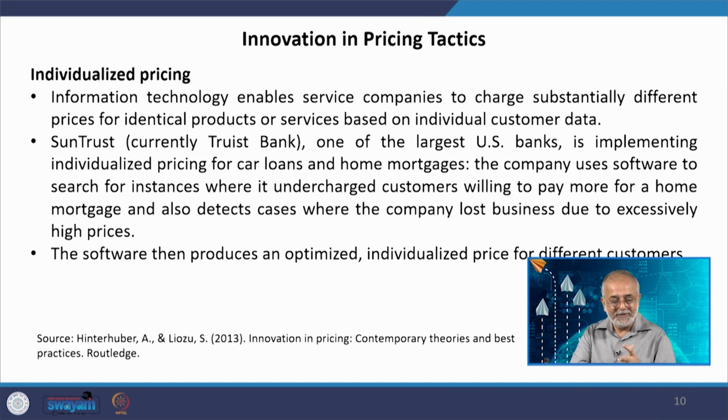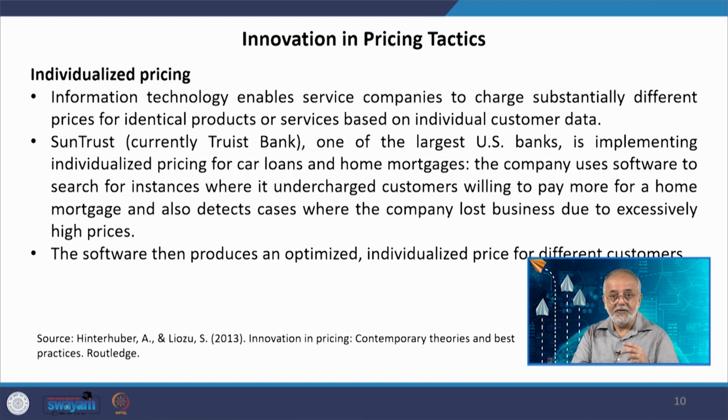SunTrust, currently Truist Bank, one of the largest US banks, is implementing individualized pricing for car loans and for home mortgages. The company uses software to search for instances where it undercharged customers willing to pay more for a home mortgage, and also detects cases where the company lost business due to excessively high prices. Today, travel booking portals, airline booking portals, even railway booking portals are sensing that, and many a time offer prices through their AI understanding on this basis as well.